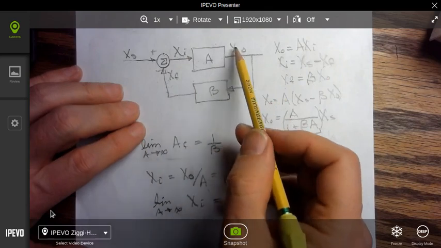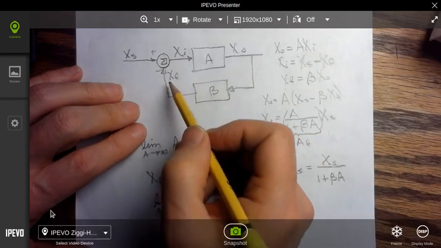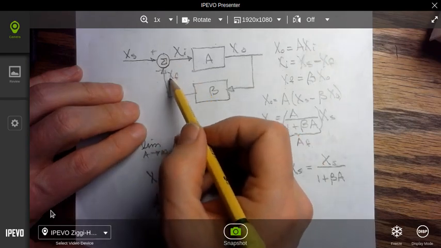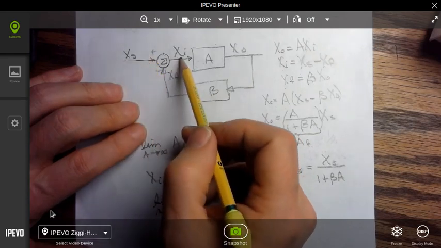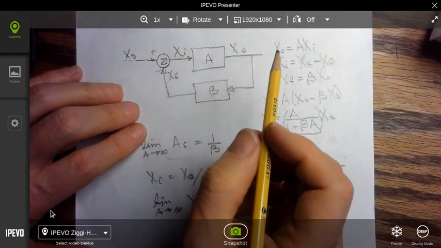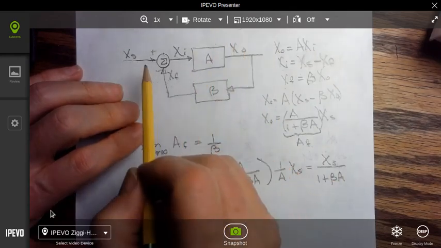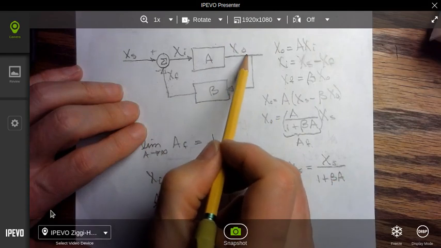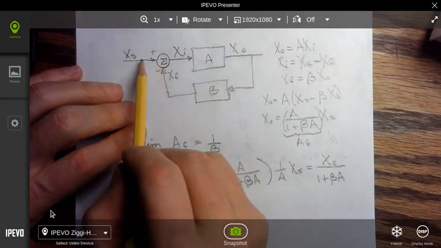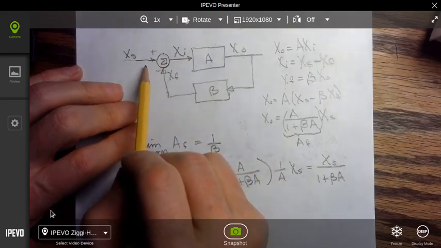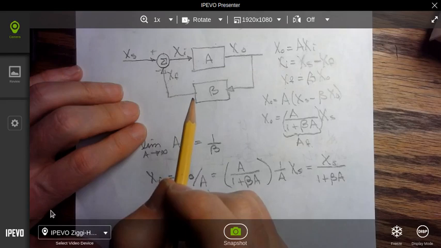But with negative feedback, we take a little bit of the output, multiply it by beta, making this signal we call XF, which is the feedback signal, and we subtract that from the input signal XS, and that becomes Xi. And so this is a situation where what we actually get at the output is used with this factor right here to make the difference between XS and XF essentially 0. Let's see how that works.